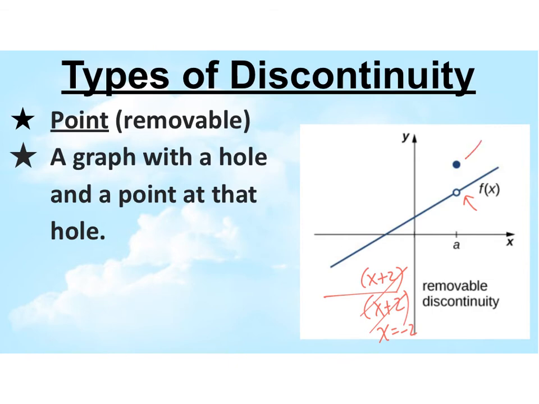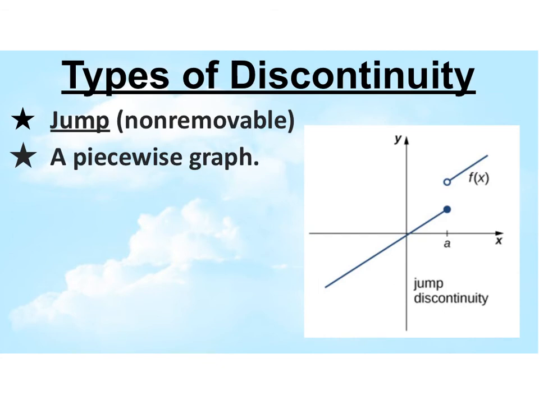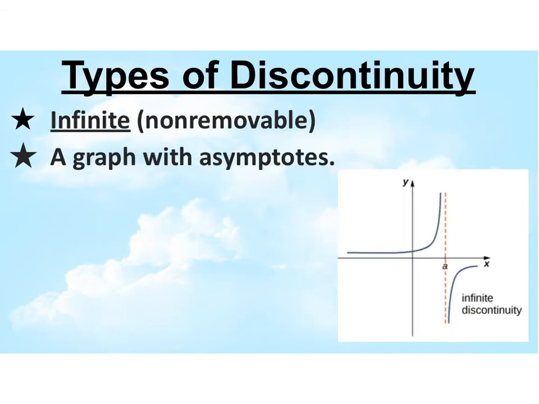But then notice there's another point. So if we were asked what the value is of that point, the y value, that's different than the y value down here. We have a jump, which is a non-removable. You can see it looks like you have to jump to the other part of the graph. This is a piecewise graph. And then we have our infinite ones, and these are graphs with asymptotes, and we're going to be describing how they approach infinity.